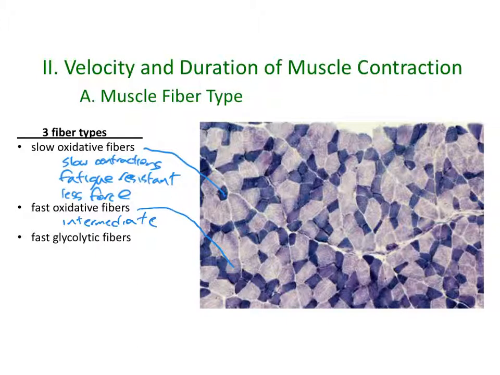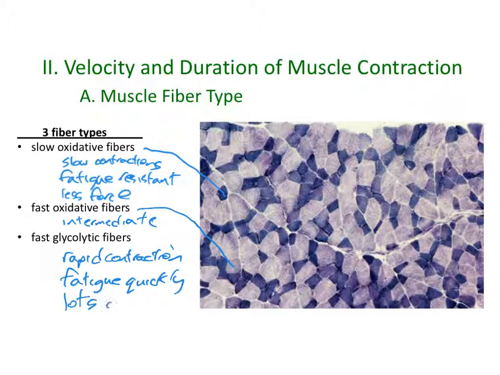And then the final fiber type are fast glycolytic fibers, so they allow for rapid contraction. They fatigue quickly, and they generate lots of force. And these are these white fibers here.